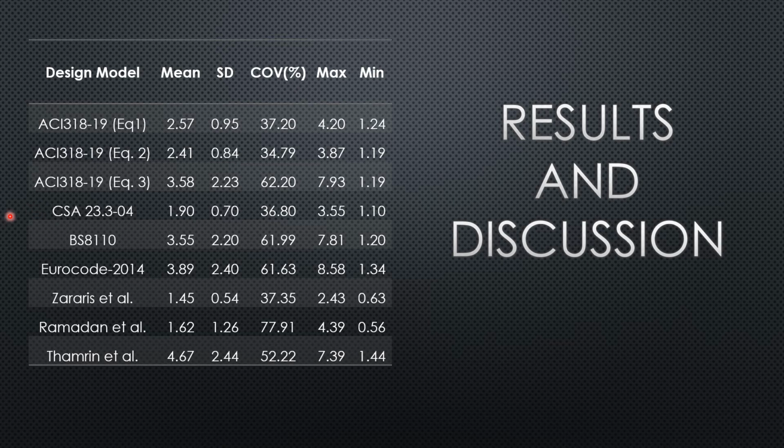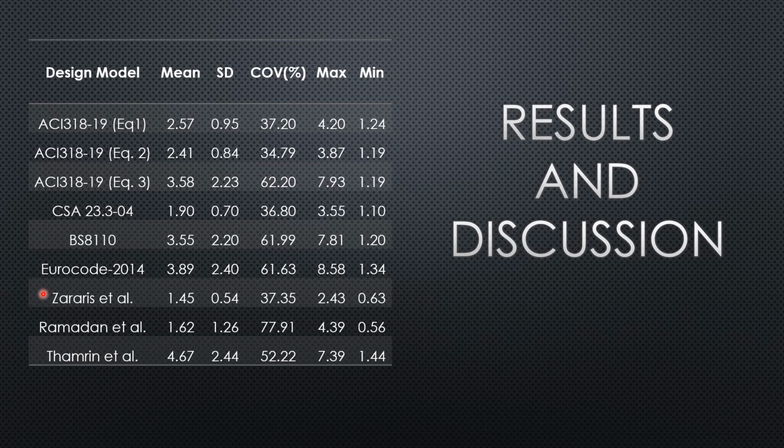The ACI equation 3, the BS8110, the British code, and the Euro code, on the other hand, provided significantly conservative results with the average experimental to predicted values of 3.58, 3.55, and 3.89. Coefficient of variation values for these 3 provisions was 62% for all.